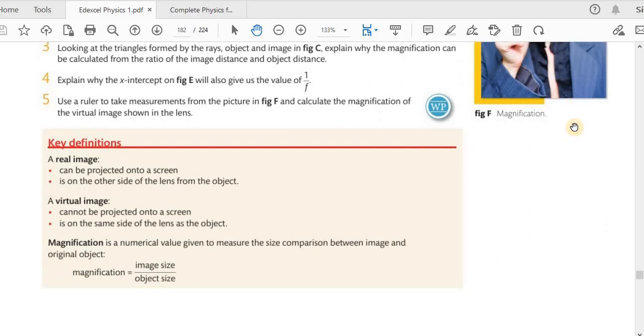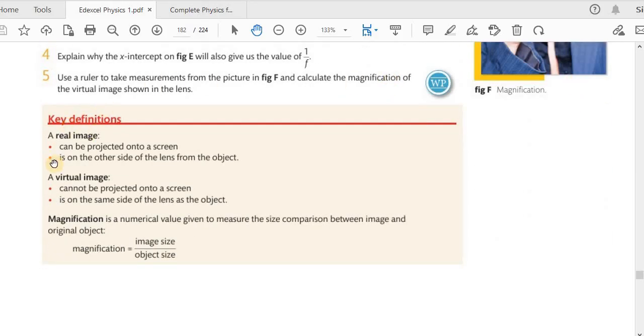magnifying glass. Key definitions: real image can be projected onto a screen, is on the other side of the lens from the object. So two things here: real image is on the other side of the lens from the object, and the real image can also be projected onto a screen, whereas virtual image cannot be projected onto a screen, is on the same side of the lens as the object. Same side of the lens, okay, not a mirror, lens as the object.